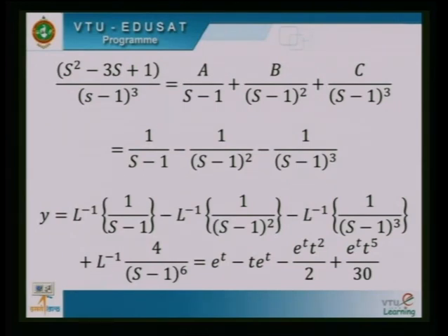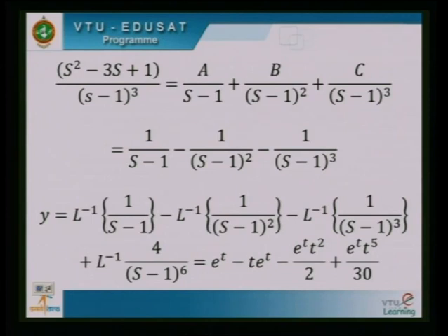L inverse of 1 by (s minus 1) whole squared can be written using the shifting property as t into e to the power of t. Then L inverse of 1 by (s minus 1) whole cubed, using the shifting property, is e to the power of t into L inverse of 1 by s cubed. L inverse of 1 by s cubed can be written as t squared by 2.